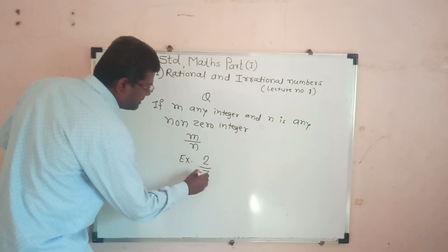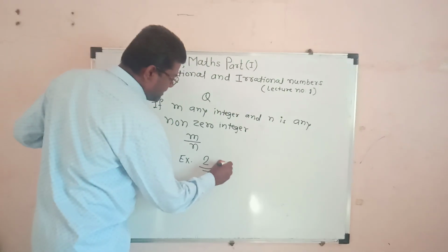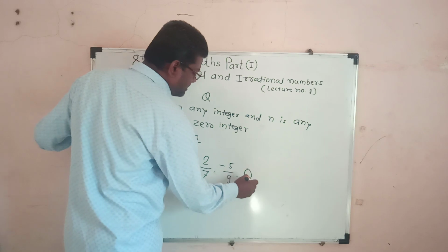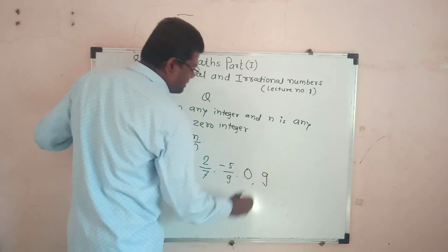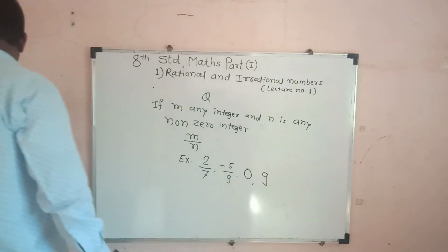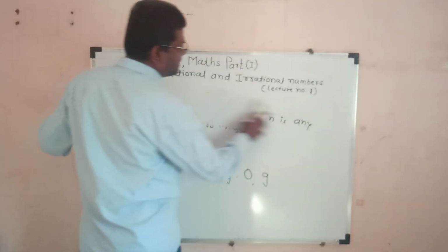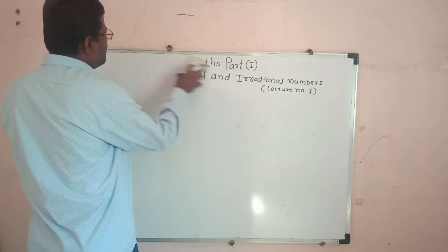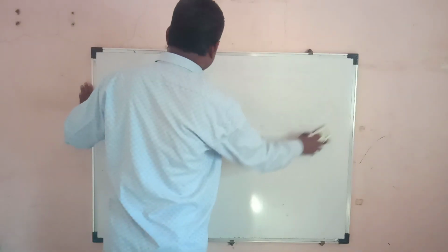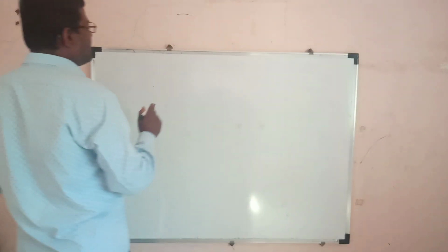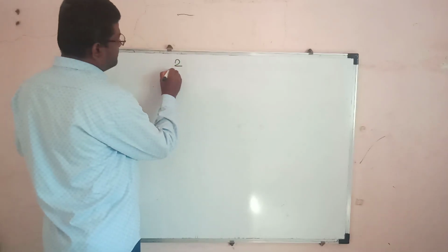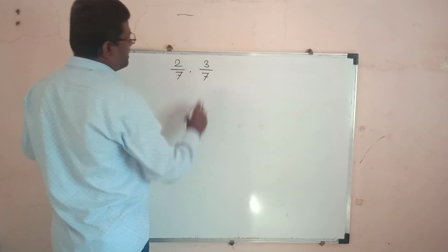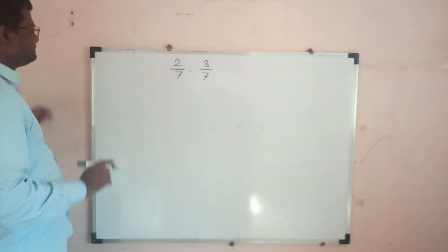2 upon 7 is a rational number. Minus 5 upon 9 is a rational number. 0 is also a rational number. 9 is also a rational number. There are infinite rational numbers between any two rational numbers. Now let us find rational numbers between the rational numbers 2 upon 7 and 3 upon 7.